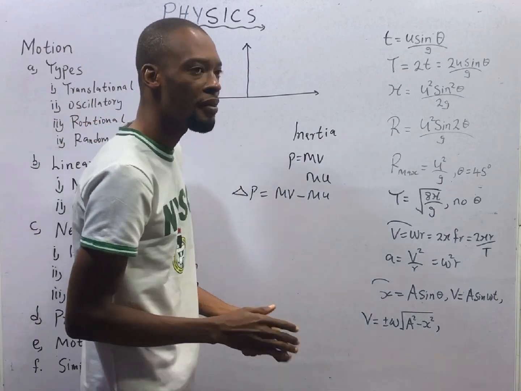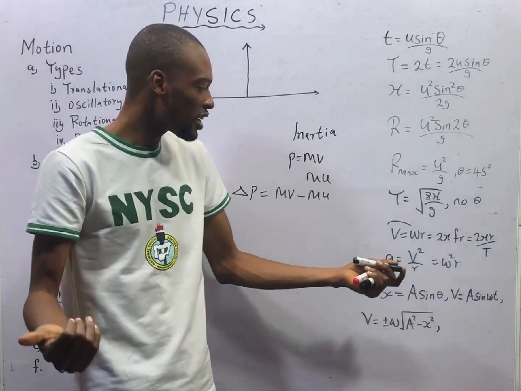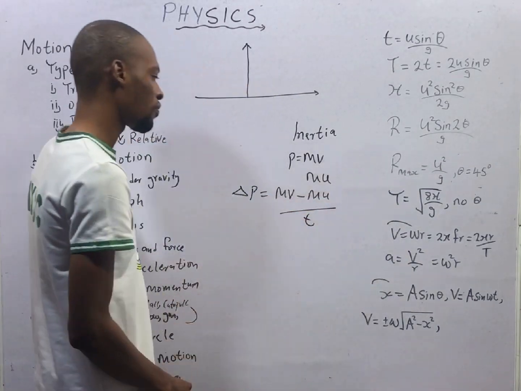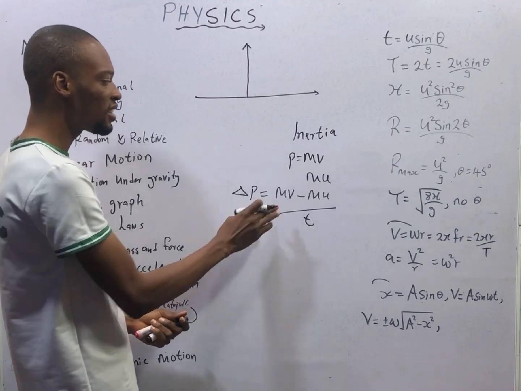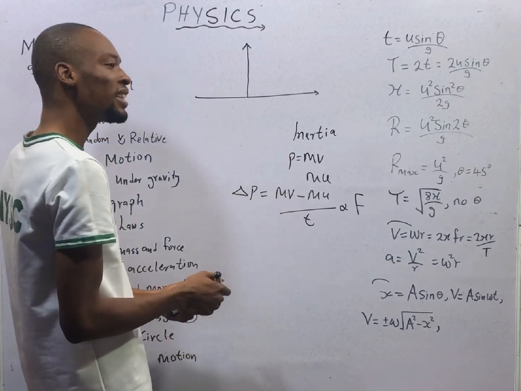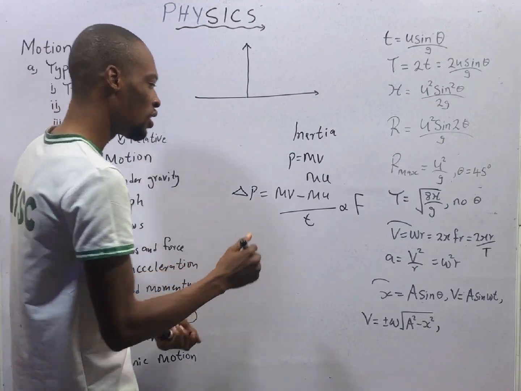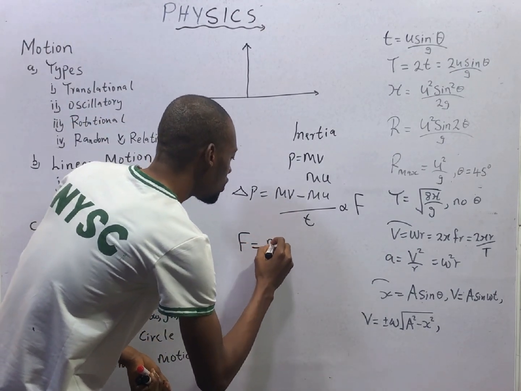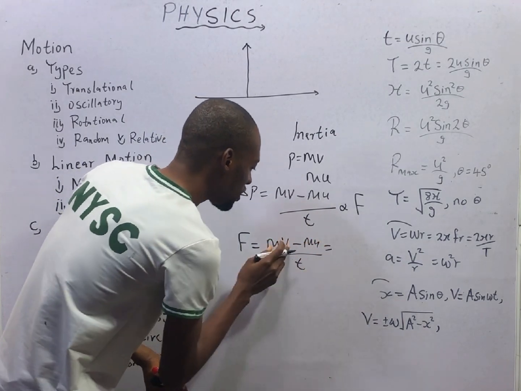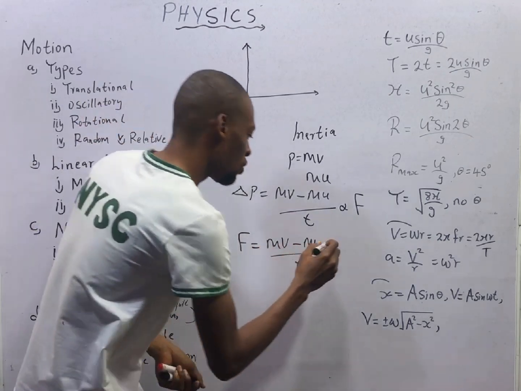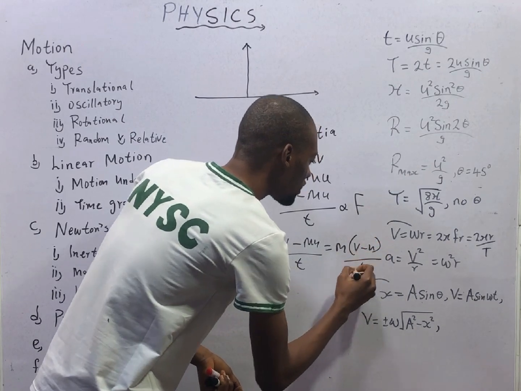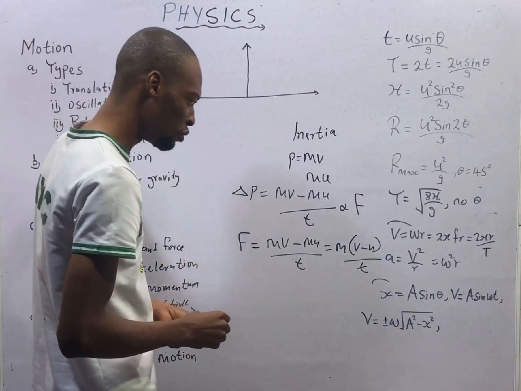Now, it says the rate of change in momentum. Rate of change in momentum is simply change in momentum over time. Newton is trying to tell us that this change in momentum over time is proportional to force. And if you take the constant to be equal to 1, we will have that force is equal to mv minus mu over time. And when you factorize, bringing out m, you have m(v minus u) all over time. This is the second law of motion.